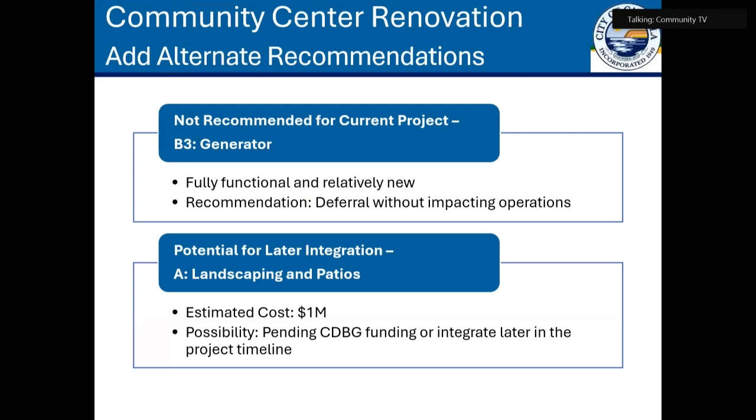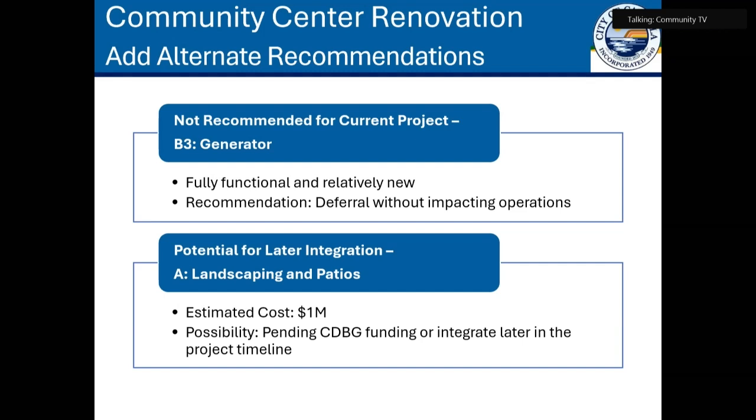So again, those add alternatives that are not being recommended: the first is the generator. We do have one that is relatively new and will support the building and can be deferred to another time. There's a lot of grant opportunities for emergency shelter type things to replace generators. So that is something we can definitely fund at a later date.